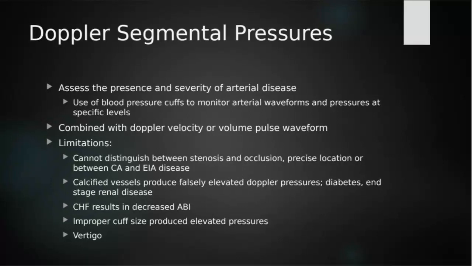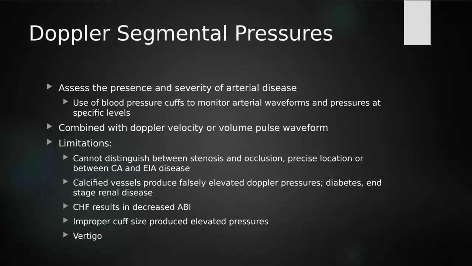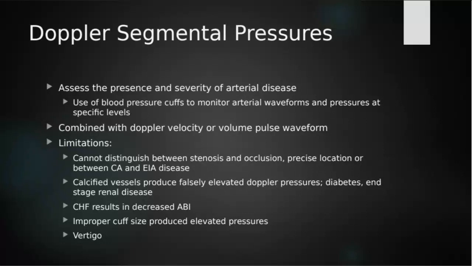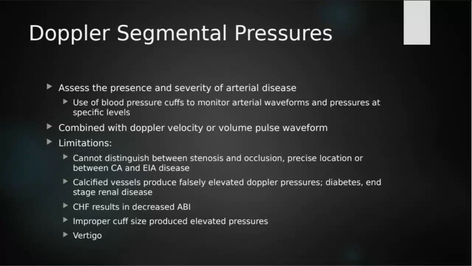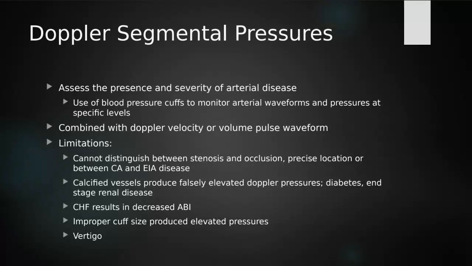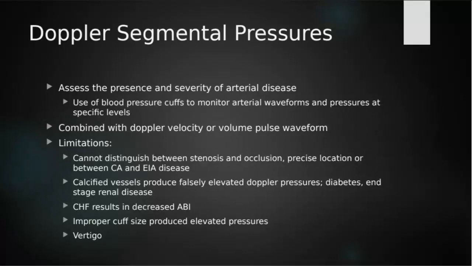Now, we can perform Doppler segmental pressures of the upper extremities, but we're mainly looking at the information that the lower extremities are going to give us. So it's going to be a way that we can assess the presence and severity of that arterial blockage. And we use blood pressure cuffs to help us monitor how pressure affects the arterial waveforms at specific levels. So we're using multiple different blood pressure cuffs throughout this exam. We're placing them in specific locations on the patient's arm or leg.